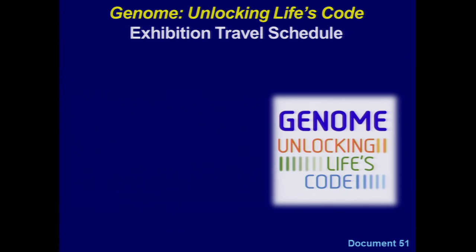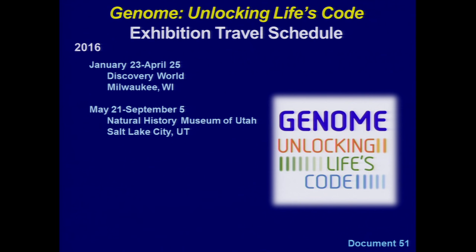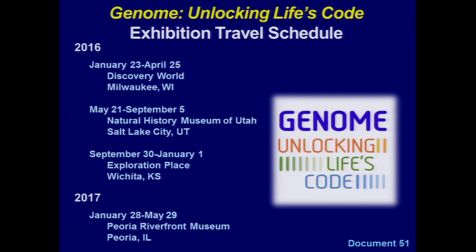And finally, moving on to our NHGRI Smithsonian exhibition, Genome: Unlocking Life's Code. The exhibition continues to travel across North America. On January 23rd, the exhibition opened in Milwaukee, Wisconsin at Discovery World. And in May, the exhibition will travel to Salt Lake City, and then later on to Wichita, Kansas, to close out 2016. The first stop in 2017 will be at the Peoria Riverfront Museum in Peoria, Illinois.